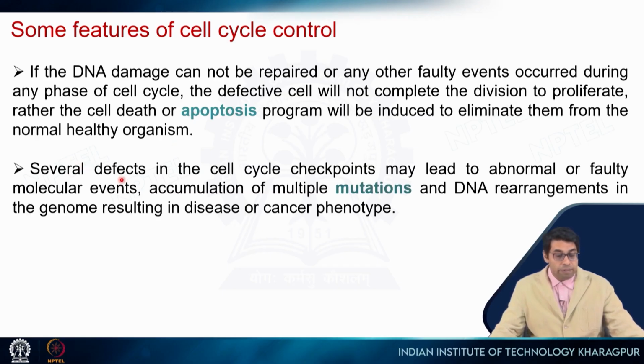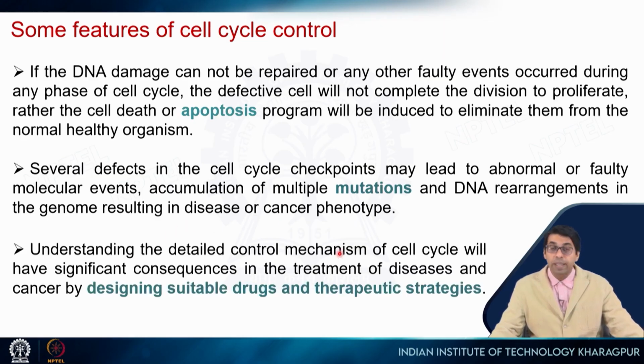Now, several defects in the cell cycle checkpoints may lead to abnormal or faulty molecular events. So, accumulation of multiple mutations and DNA rearrangements in the genome can result in disease phenotypes such as cancer. So, understanding the detailed mechanism of this cell cycle control can help us to develop treatments for these different diseases.